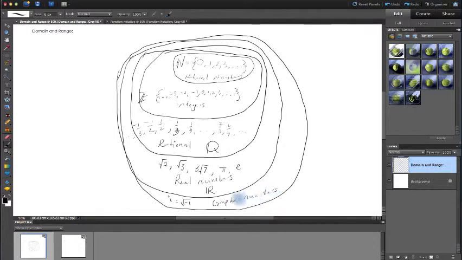And to represent complex numbers, we use a big C. So there we go. Here are all of our different sets of numbers, if you like. And we need to use these when we're talking about domain and range, which I shall do now.